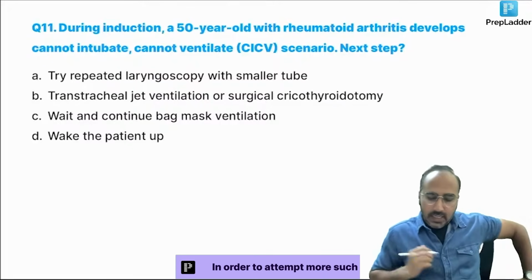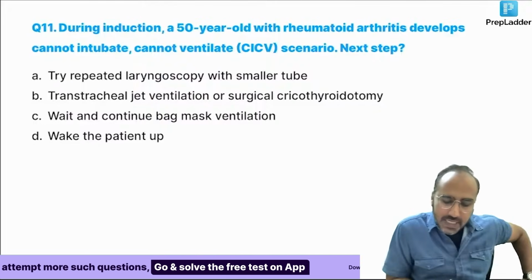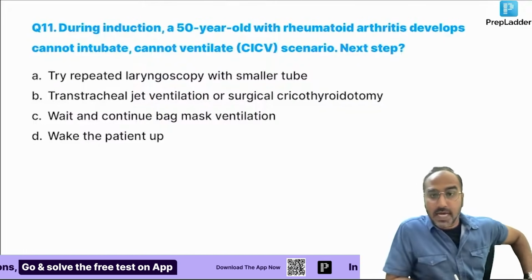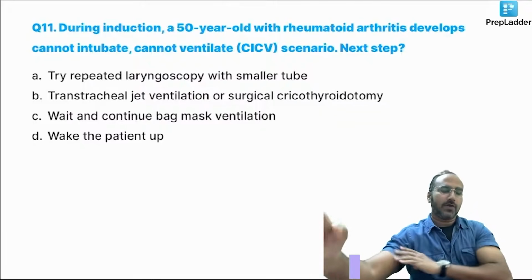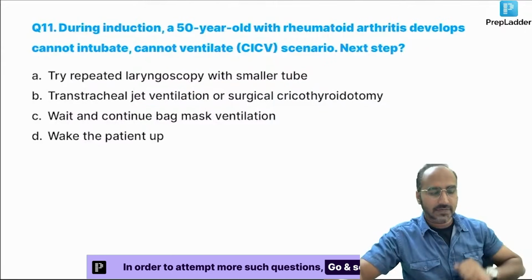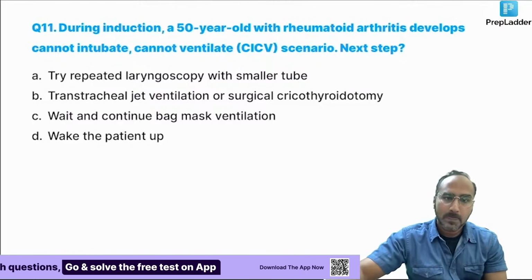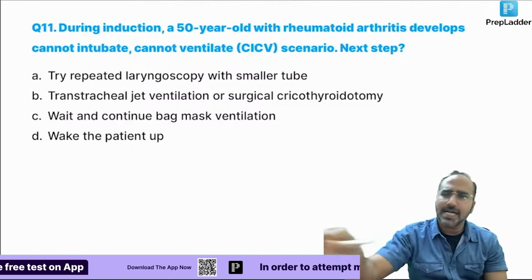Okay, next. During induction, a 50-year-old patient with rheumatoid arthritis develops a cannot intubate, cannot ventilate kind of scenario. Now, this is a nightmare for any anesthetist. Cannot intubate, cannot ventilate. What will you do? Come on, guys. In this scenario, what will you do? Cannot intubate, cannot ventilate. Immediate answer, एक ही जाएगा.